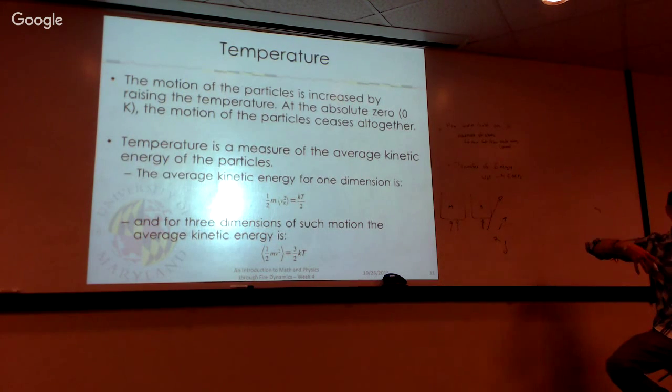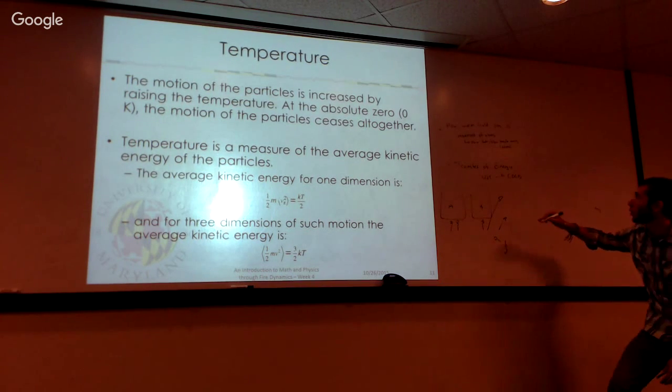Tiny particles are making up everything. They're all moving around in tons of different ways, right? And the energy that they carry. So who's done physics? Just a quick show of hands. Cool. So you have seen.